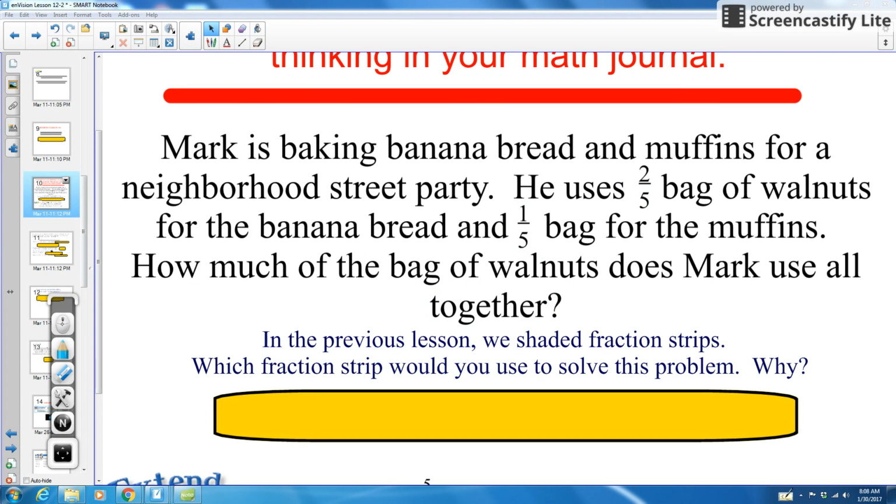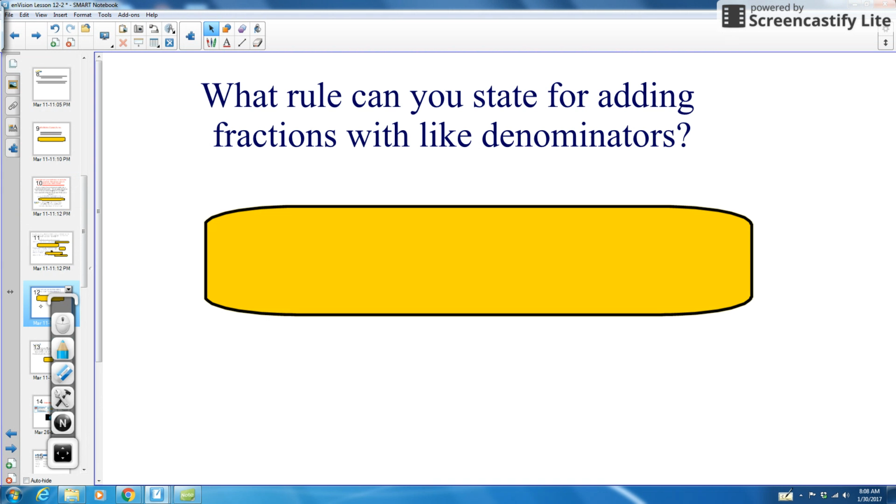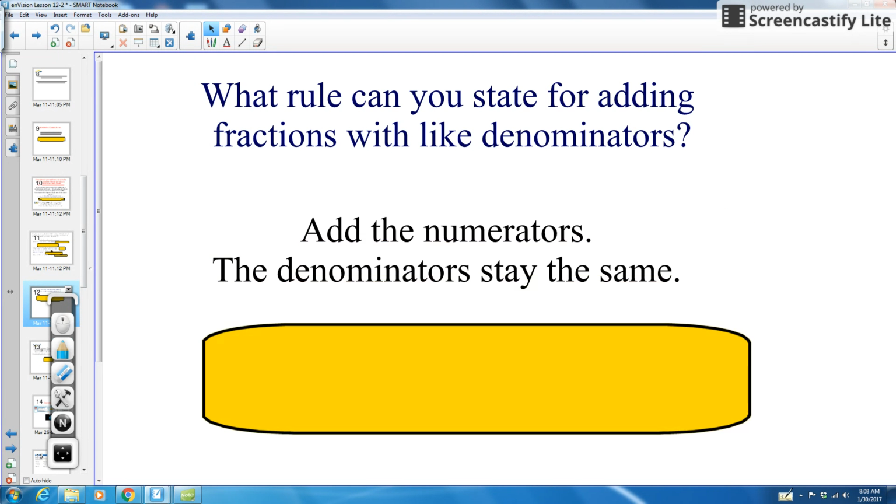So if we look at our next screen, is there a rule that we can state that is going to work in general for adding fractions? And it's yes. You add the numerators and the denominators stay the same. That's the biggest thing you need to remember with adding these fractions, okay?